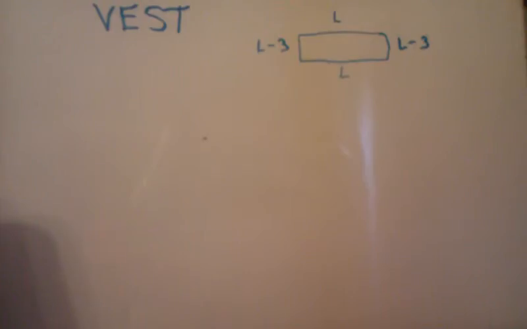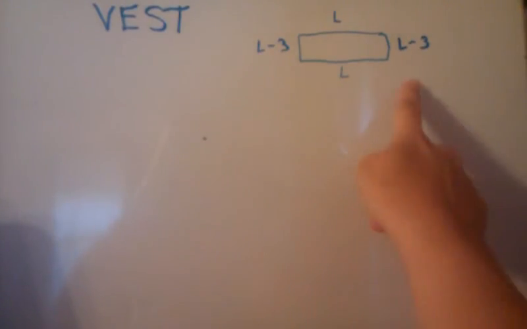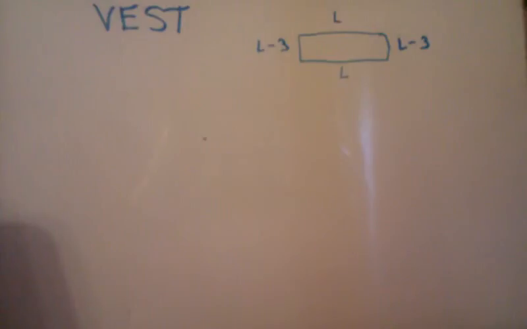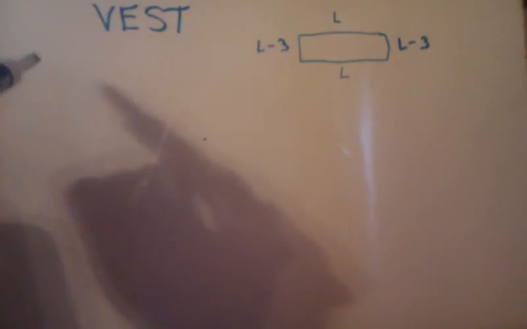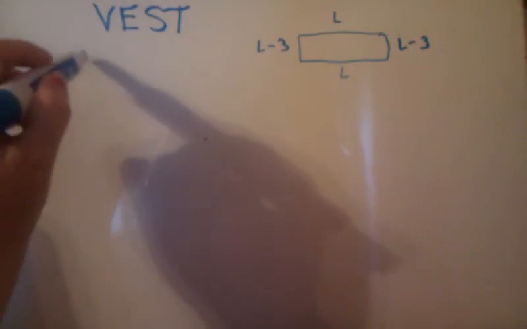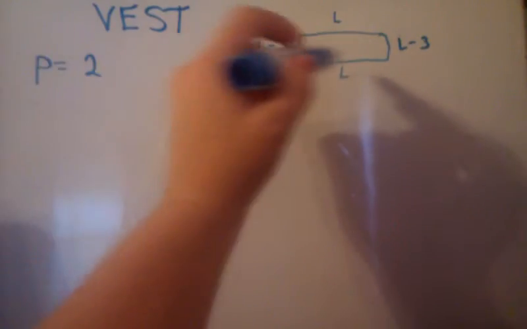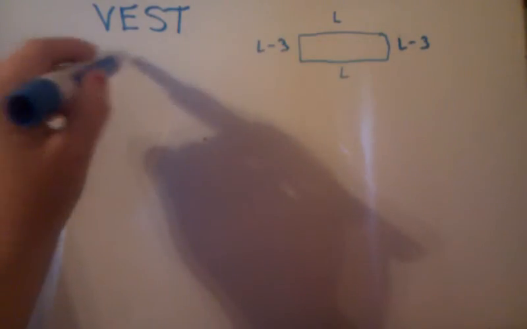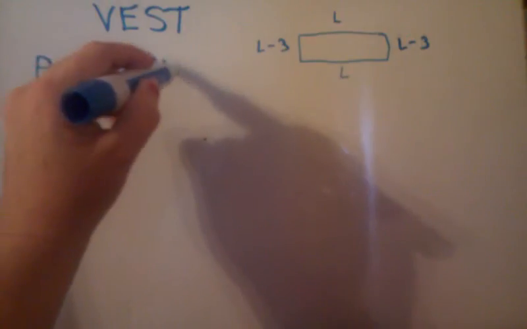Perimeter of a rectangle is 2 times the length plus 2 times the width. In other words, all I'm doing is adding the sides. So my formula for the perimeter of a rectangle is P equals 2 times the length plus 2 times the width.